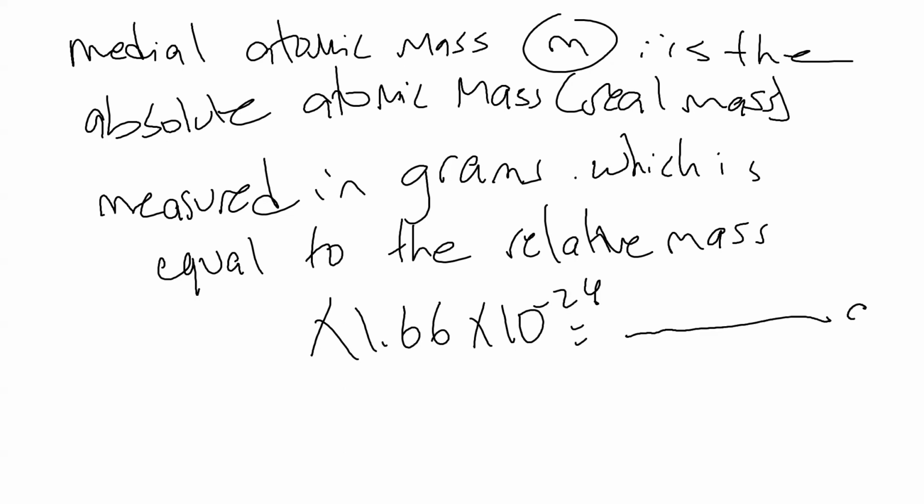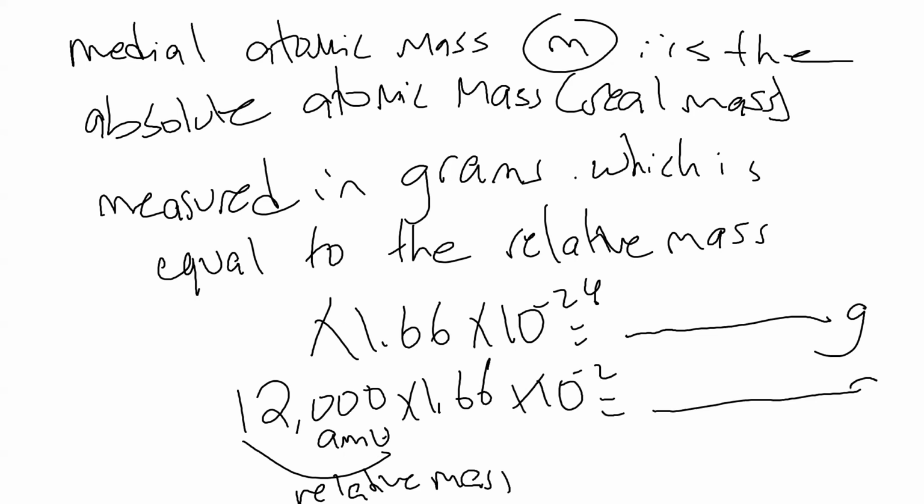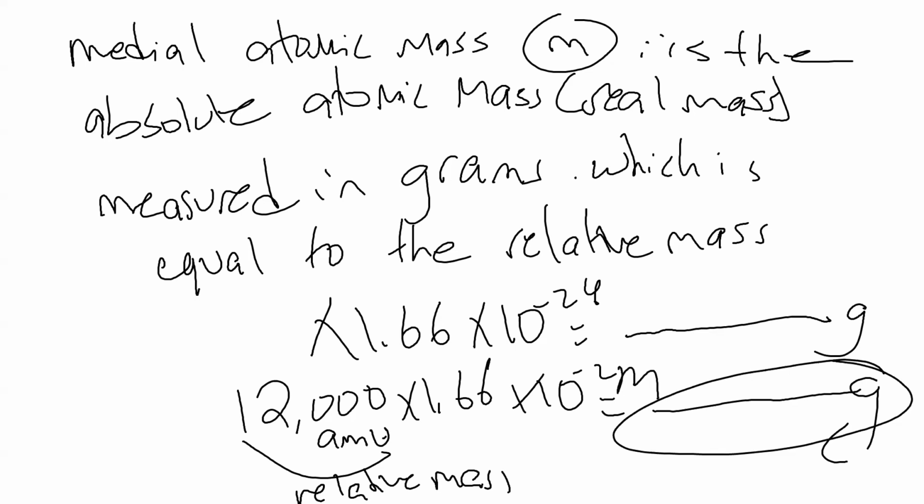Let's say the relative mass is 12,000. The medial mass is 12,000 times 1.66 times 10 power minus 24, because it was 12,000 AMU. This is the relative mass. If you multiply this relative mass by 1.66 times 10 power minus 24, it will give us the number in grams. This is the medial mass, the small m. Okay? Is everything clear?